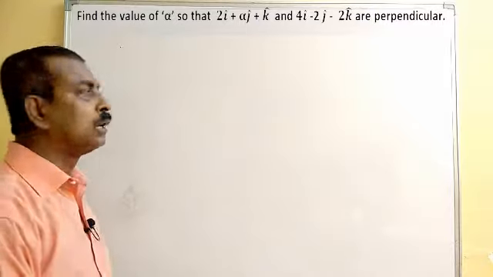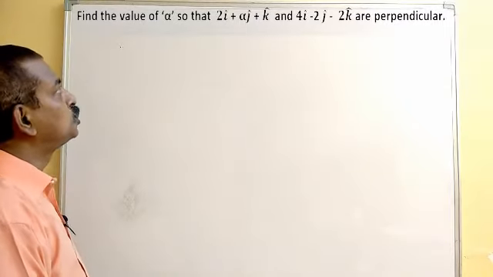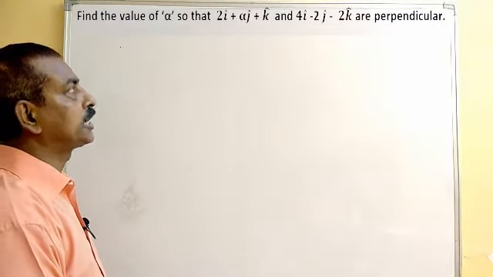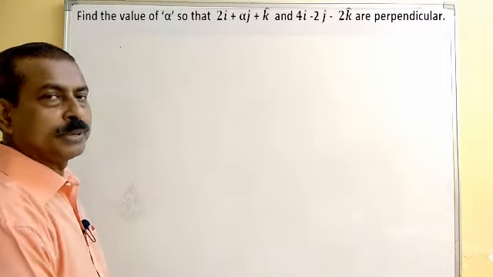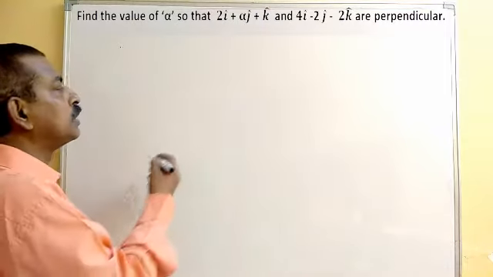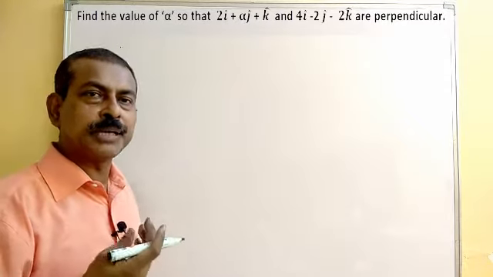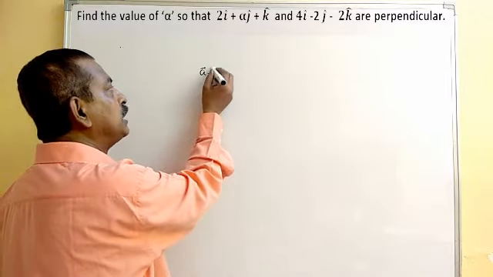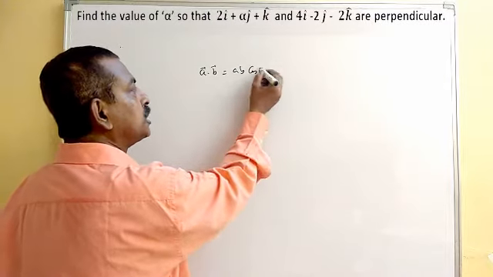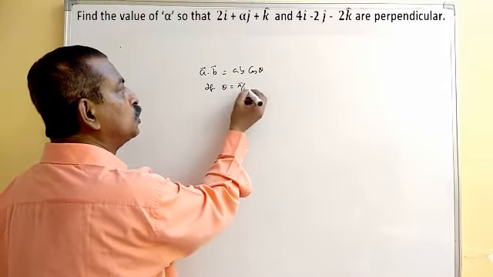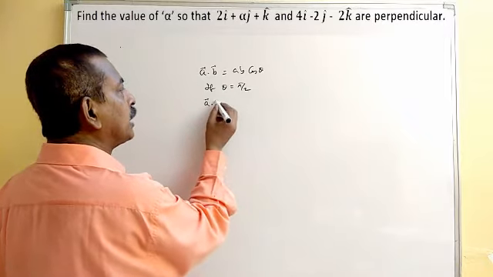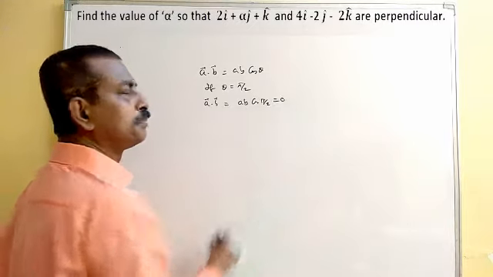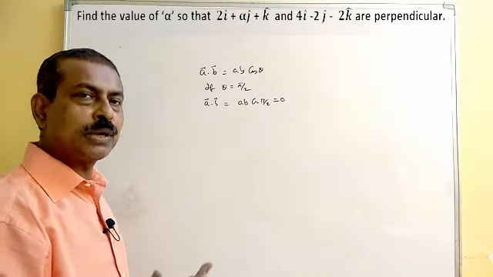Next is find the value of alpha such that 2i cap plus alpha j cap plus k cap and 4i cap minus 2j cap minus 2k cap are mutually perpendicular. For this type of problem, you know that if two vectors are mutually perpendicular, then their dot product will be 0. Because a dot b is ab cos theta, and if theta is pi by 2, then a dot b is ab into cos pi by 2, so it is 0. So if two vectors are perpendicular, their dot product will be 0.